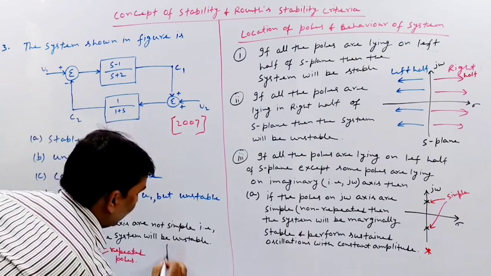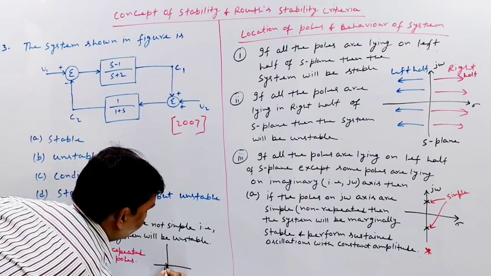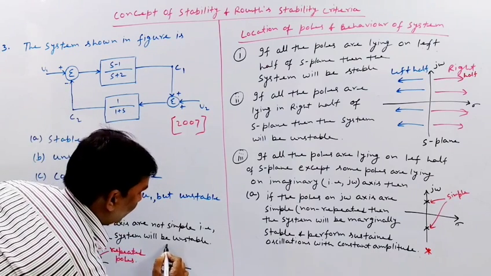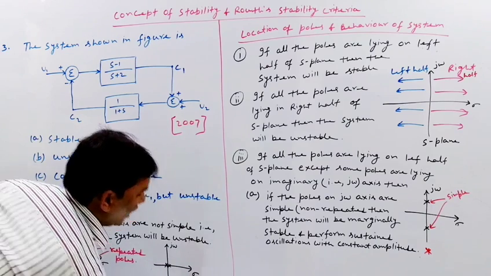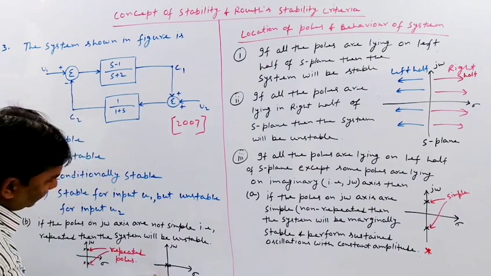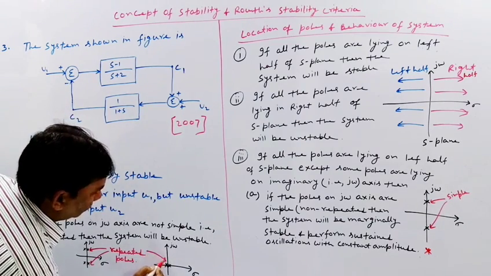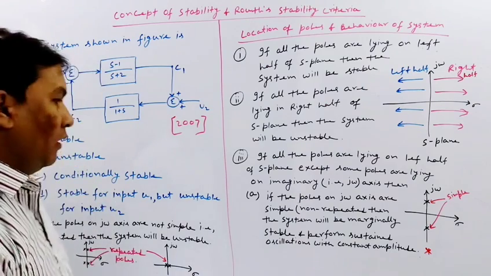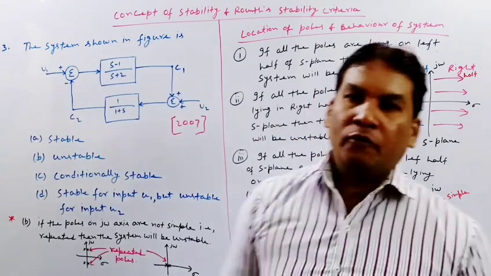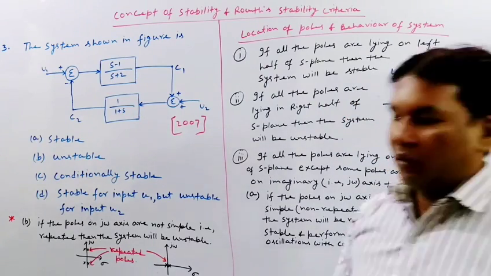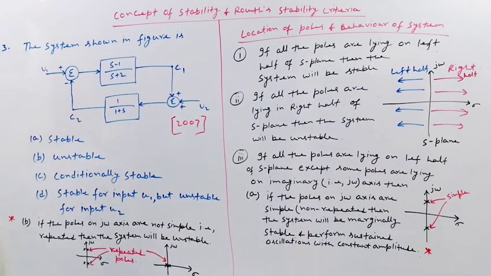Another example of repeated poles is this one. This is also a repeated pole at origin, so you can say it is on j omega axis also. So these are the examples of repeated poles. In these cases the system will be unstable. So now I think all of you have understood when the system will remain stable and when the system will remain unstable. So let me wipe this out so that we can solve the problem given.